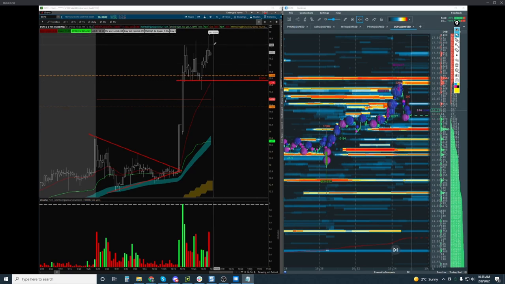Now I'm looking at what support traders, the previous low, 16 and 18 over here. So I'm probably going to get out of everything below 16, 18. Main support 1628. Let's see if it holds. Now they're selling it. Careful.